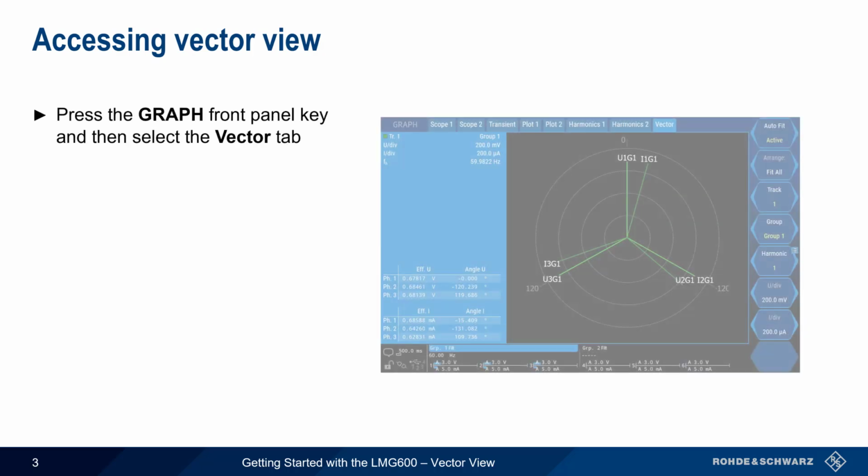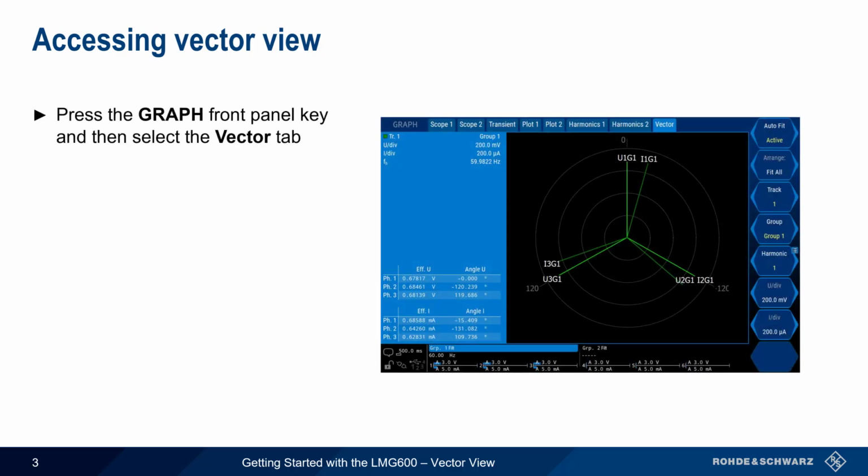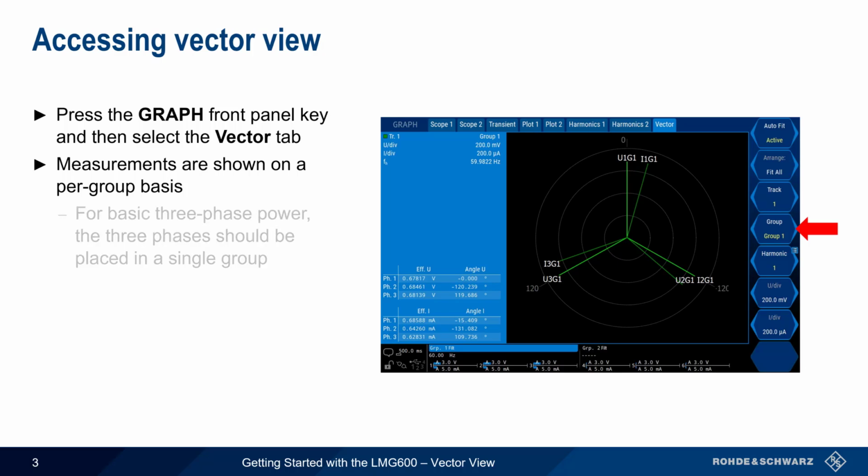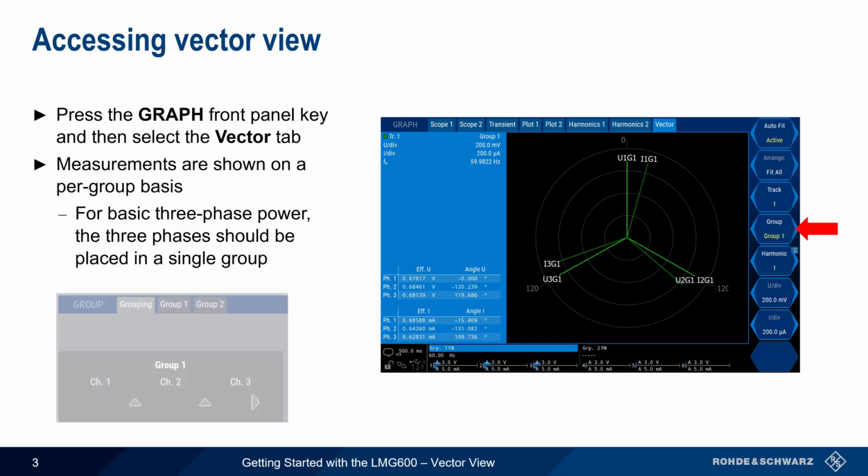On the LMG, Vector View is accessed by pressing the Graph front panel key and then selecting Vector from the available tabs. Vector View is normally used with multi-phase measurements, and measurements are therefore shown on a per-group basis. For a basic three-phase power measurement, this means that prior to making measurements, all three phases should be placed into a single group. Although we're going to focus on three-phase applications in this presentation, please note that Vector View can also be used for single-phase measurements, as well as for measurements of systems that use more than three phases.